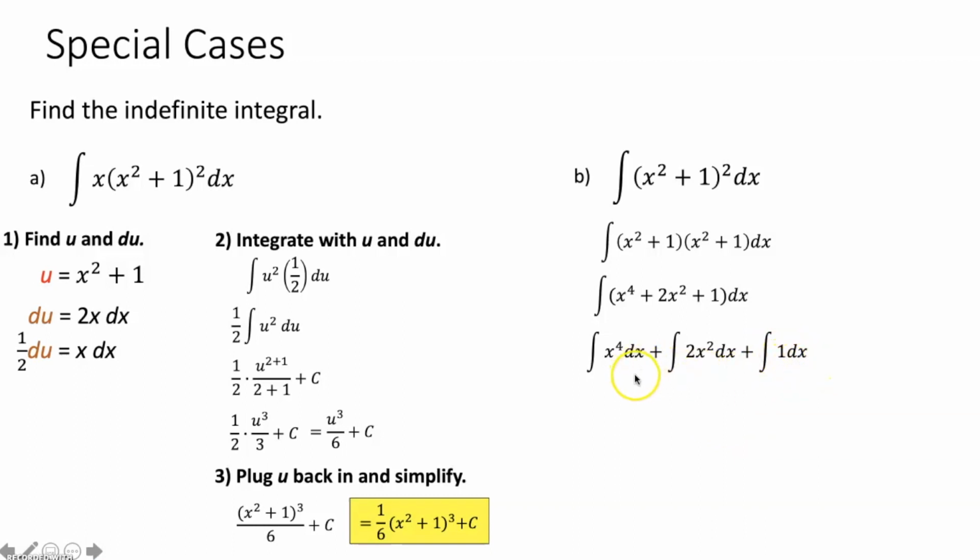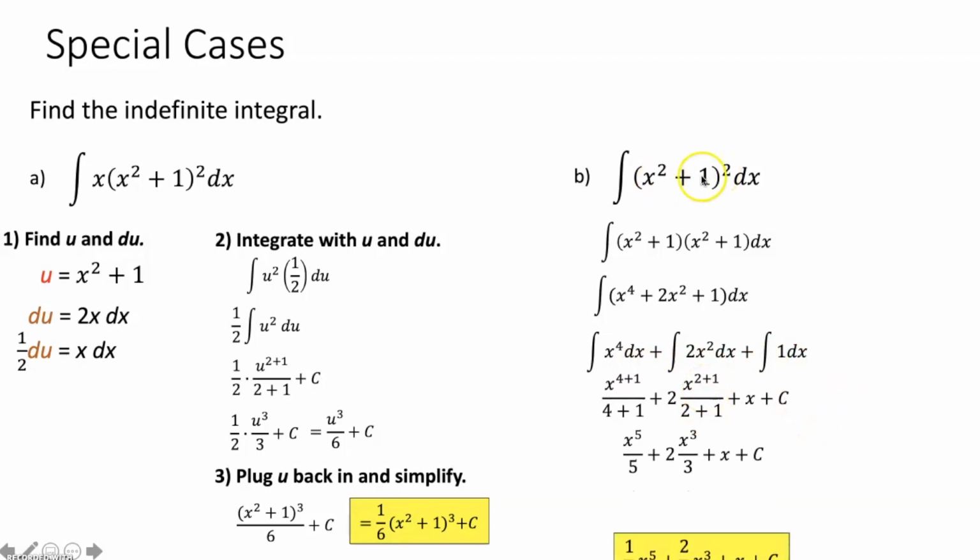Add up all the constants of integration just to create one constant of integration, and simplify. We end up getting our indefinite integral up here is equal to 1/5 x to the 5th plus 2/3 x cubed plus x plus c.